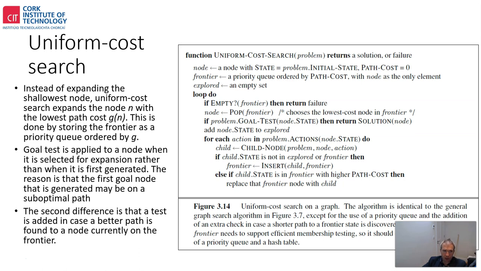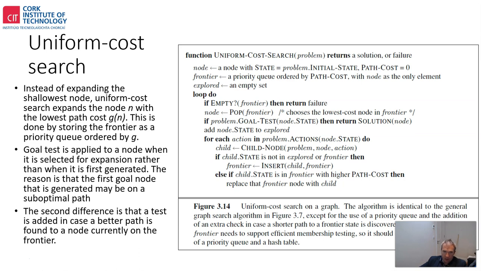Okay? Now, second one, uniform cost search. So instead of expanding the shallowest node, uniform cost search expands the node n with the lowest path cost g of n. This is done by storing the frontier as a priority queue ordered by g. Goal test is applied to a node when it is selected for expansion rather than when it is first generated. The reason is that the first goal node that is generated may be on a suboptimal path. The second difference is that a test is added in case a better path is found to a node currently on the frontier.